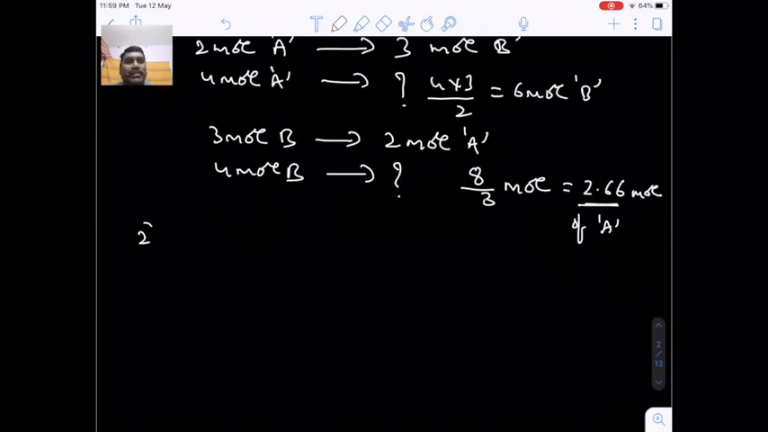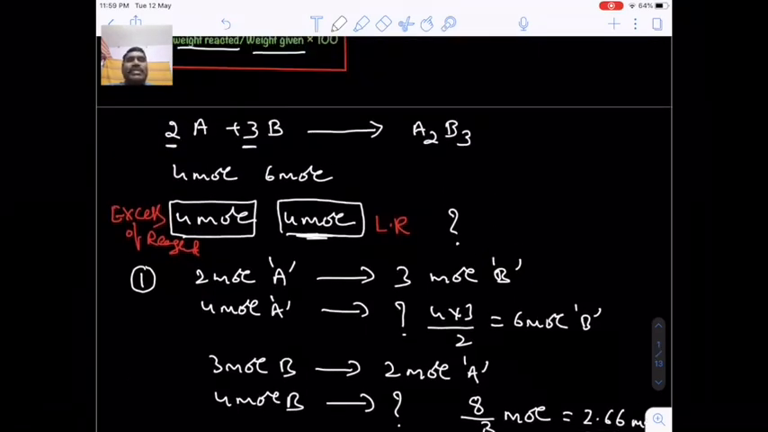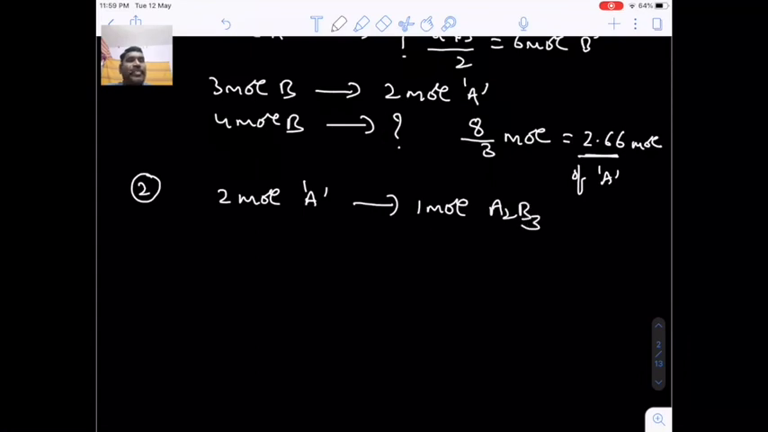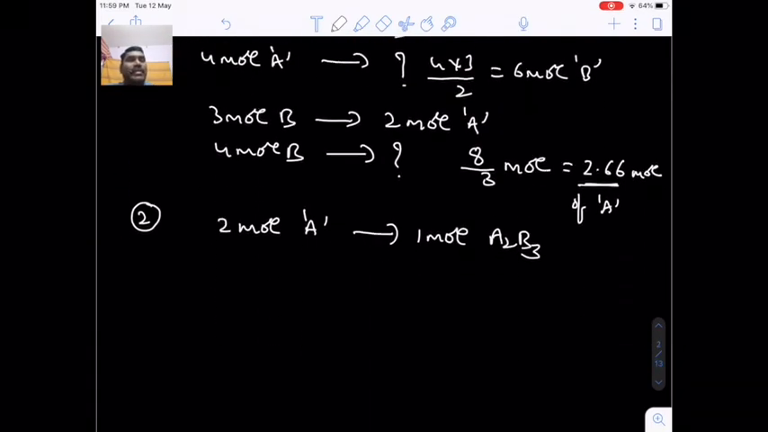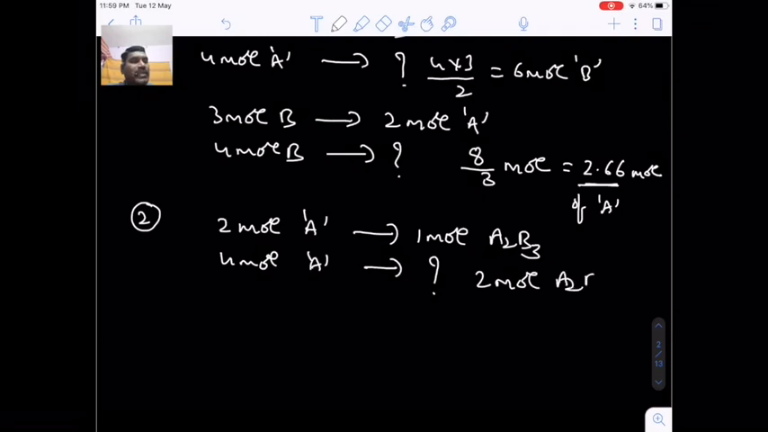Now come to the second method. In the second method, you have to compare the number of moles of the product from the number of moles of the reactant. Let's suppose 2 moles of A give 1 mole of the product. Now how many moles of A are given to you? 4 moles. From the 4 moles of A, how many moles of product will you obtain? 2 moles of the product will be obtained.